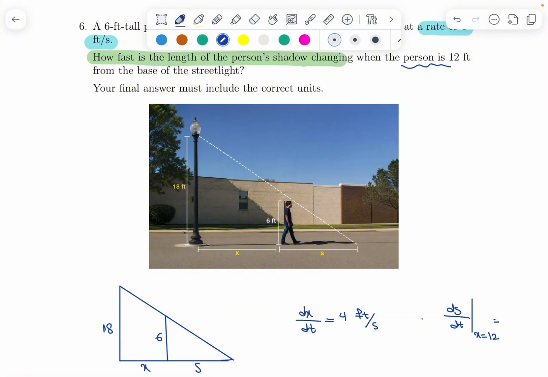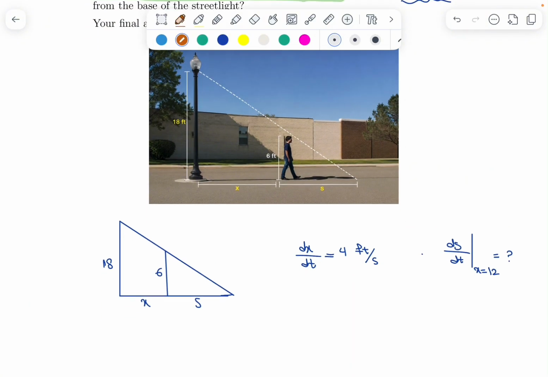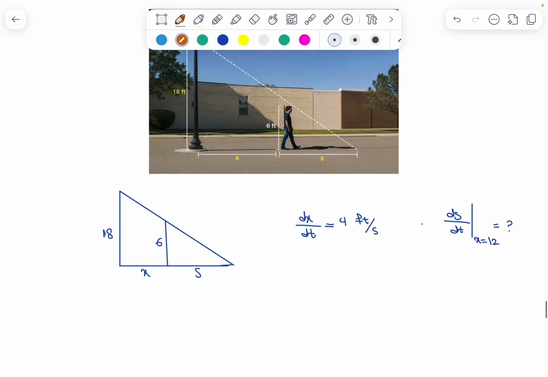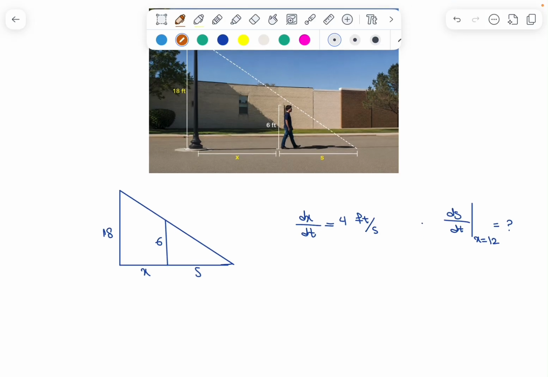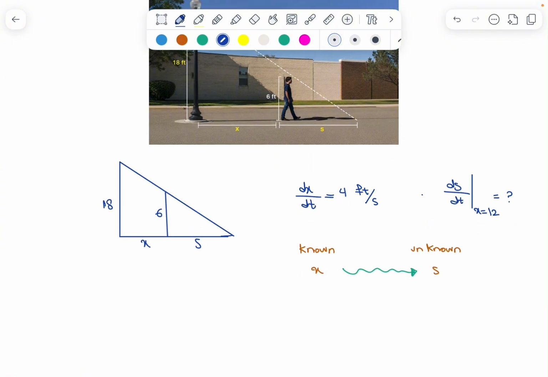As we learned, when we have a related rate problem, we need to find a relationship between known and unknown variables. In this case, the known variable would be x, because you have dx/dt. The unknown variable would be s, because you want to find ds/dt. So you must find a relationship between x and s. To do that, you must use the property of similar triangles. Look at this, you have two similar triangles. This is the larger one, and this one is the smallest one.